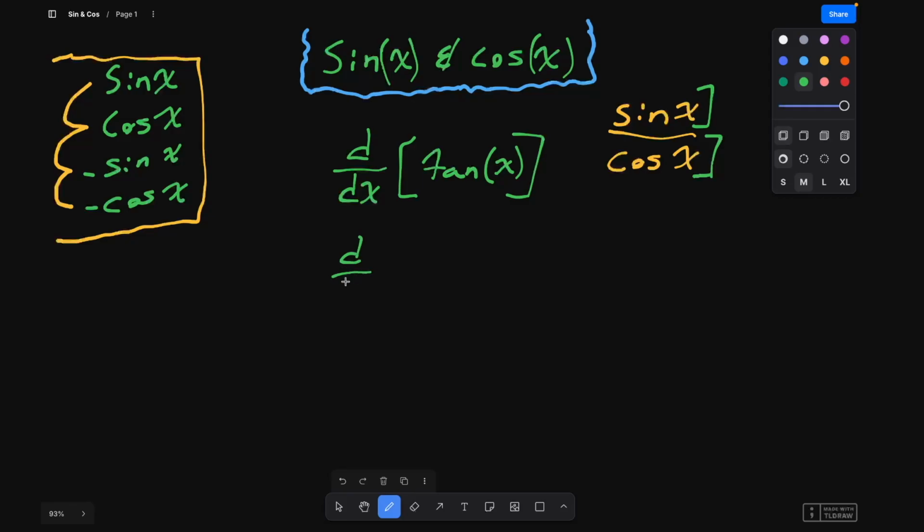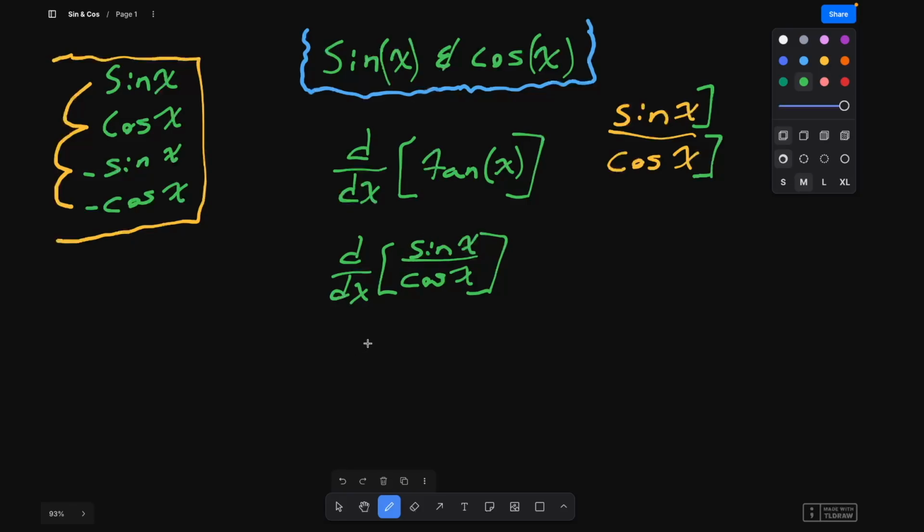So if we rewrite this as the derivative of sine x over cosine x, we know that we can take this derivative using the quotient rule. And if you don't know how to do the quotient rule, my previous video covers that.